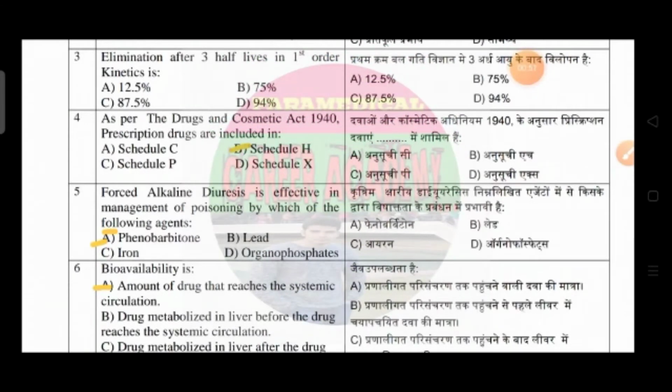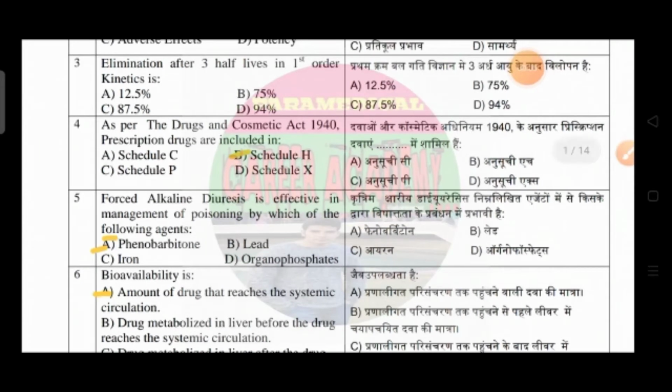Question number 3: Elimination after 3 half-lives in first order kinetics is? Option A 12.5%, option B 75%, option C 87.5%, and option D is 94%. So the correct answer is option C, that is 87.5%.